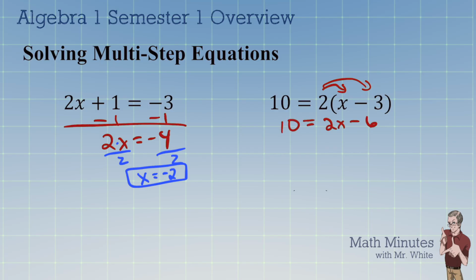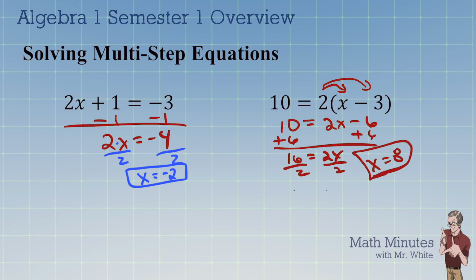Now, we could have divided by 2 on both sides right at the beginning, and we would have had 5 equals x minus 3, which is a great way to do it. I usually just show students do it this way. Add 6, 16 equals 2x. You then divide by 2. You get x equals 8.